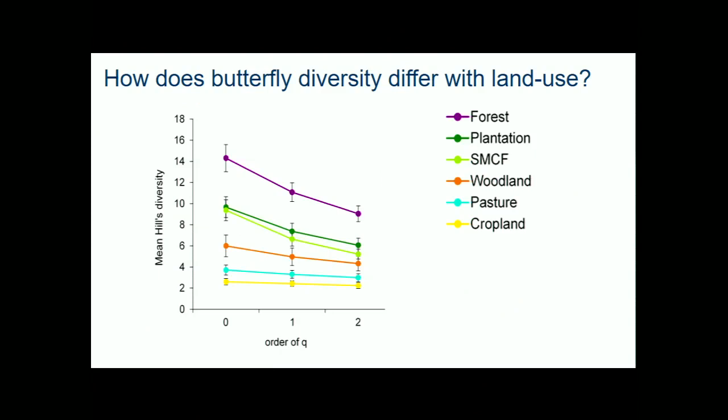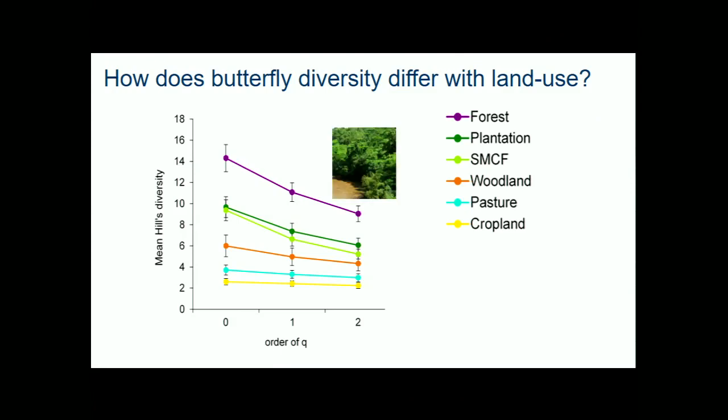And the first thing I wanted to know is simply how is the diversity changing across this landscape? So if you were in the plenary this morning, you should know all about diversity indices and the orders of Q, which I've used here. So this is Hill's diversity. It's an alpha diversity measure. So the order of Q is simply species richness, but then we've got Shannon's and Simpson's, but corrected so that you can compare the diversities directly.